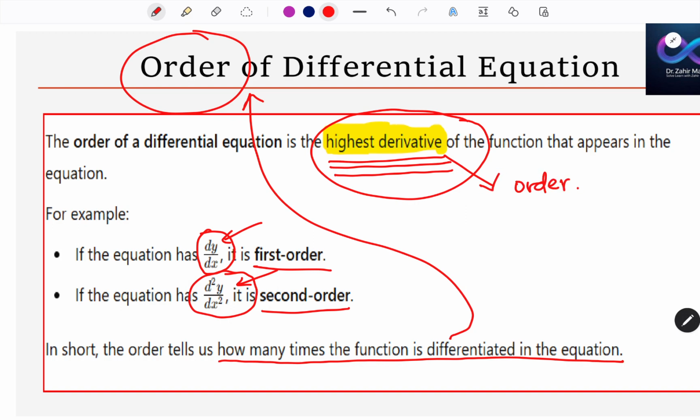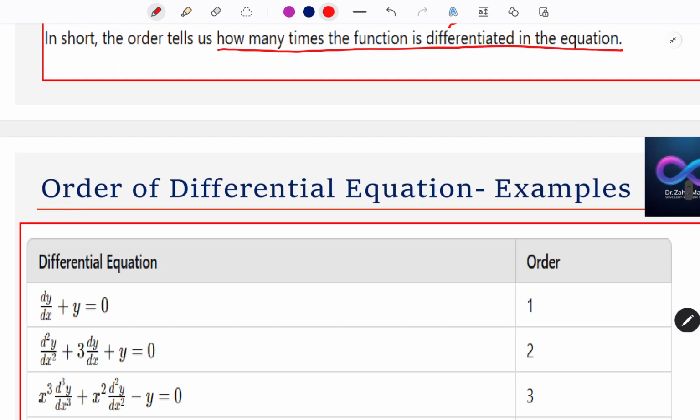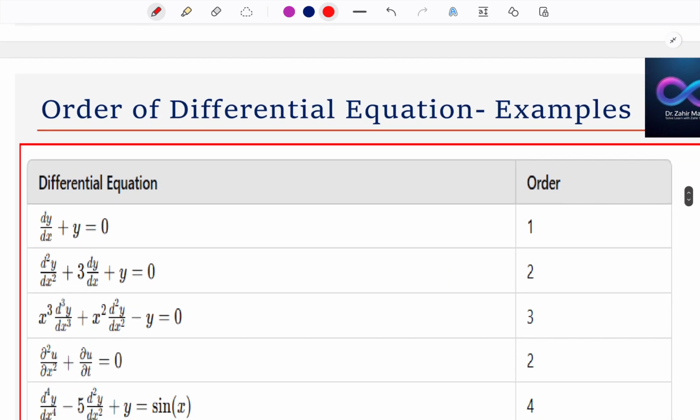I have given some examples also. You can see the examples. Order of a differential equation, right? Yes. Now I have given some examples. Look at here. You don't see the order, just look at here. So let's see the differential equation order.